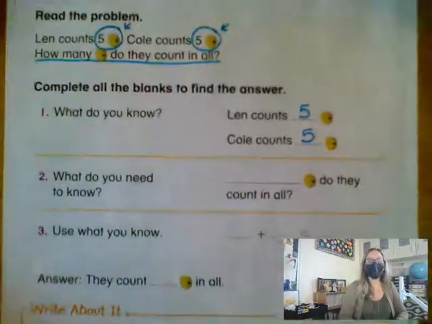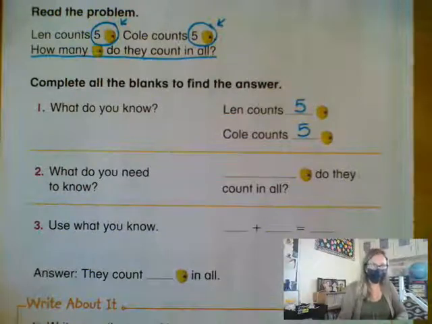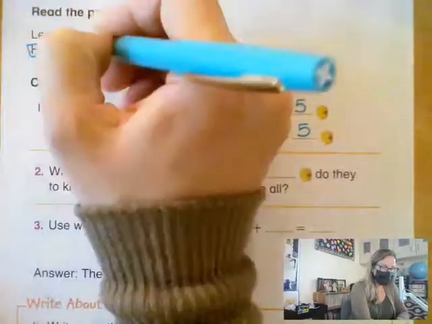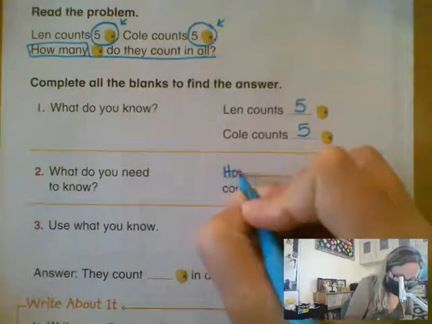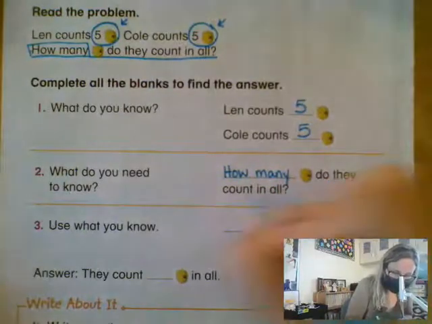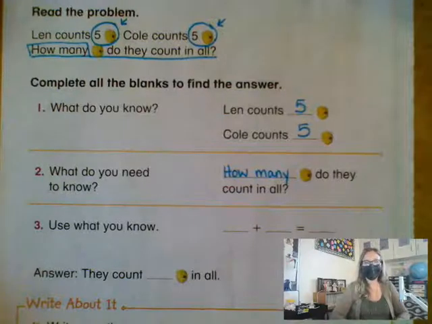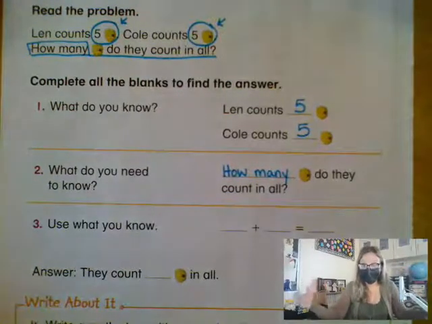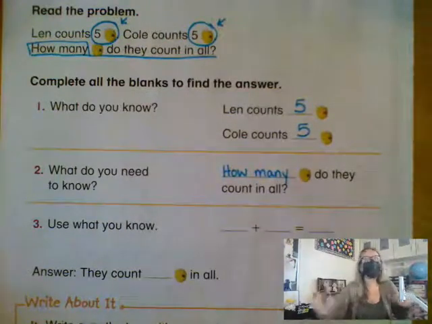Now the next question, friends, says, what do you need to know? We need to know how many they count in all. So right here, these words, how many, we're going to write that on the line. We need to know how many bees nests do they count in all. So first we say, what do we already know? Then we ask ourselves, what am I trying to figure out? What do I need to know?